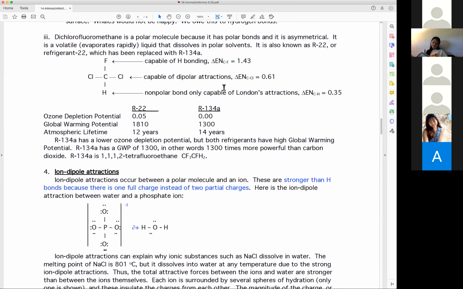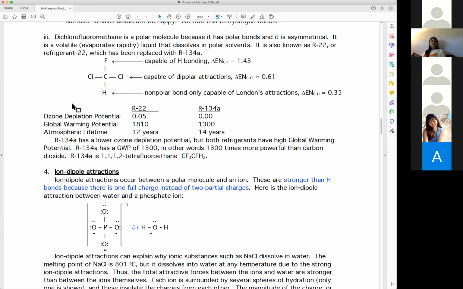Here's another example. So dichlorofluoromethane is a polar molecule because it has polar bonds and because it's asymmetrical. Here it is. It's volatile, which means that it evaporates quite rapidly. This is freon, also known as refrigerant. So it's a liquid that dissolves in polar solvents, but it evaporates rather quickly. This particular one is known as R22.